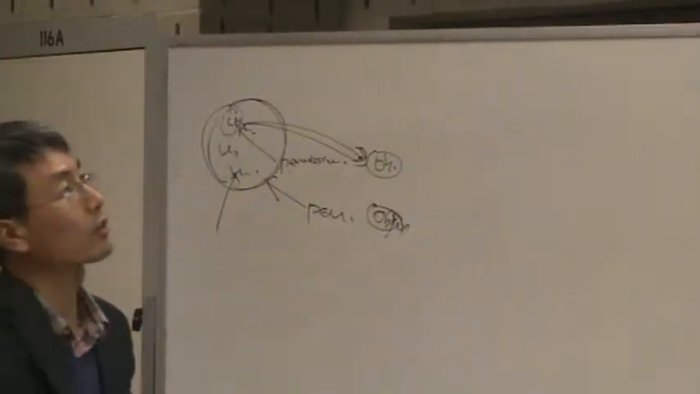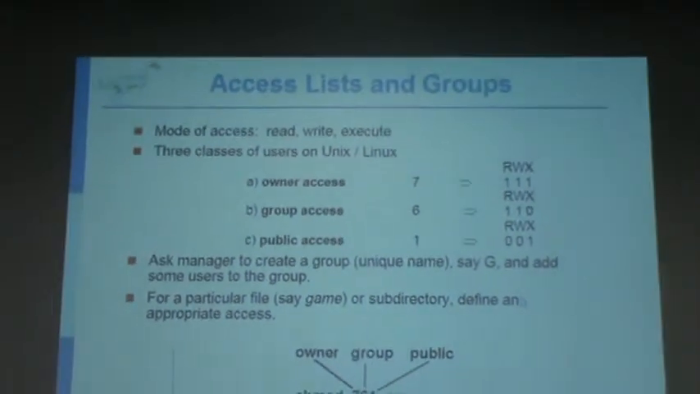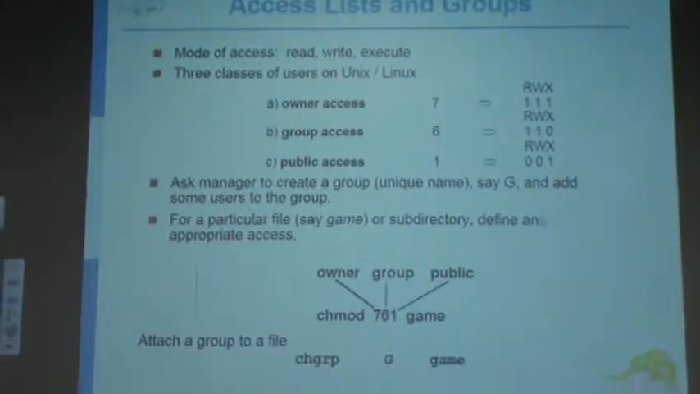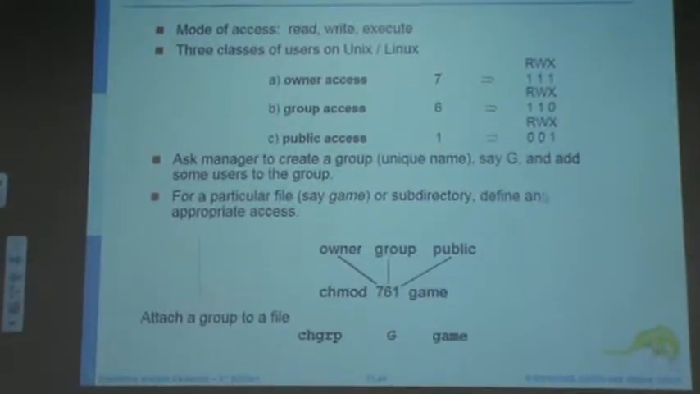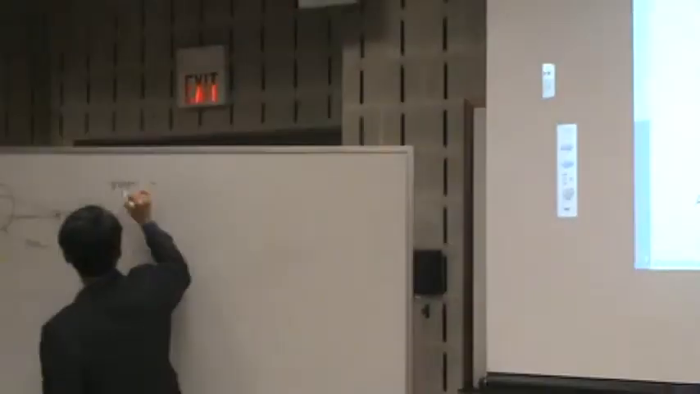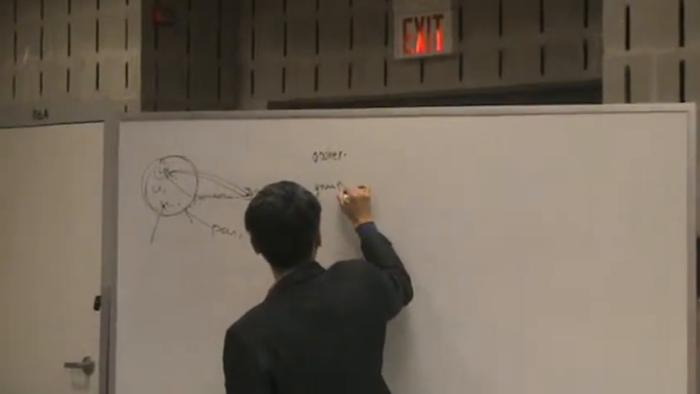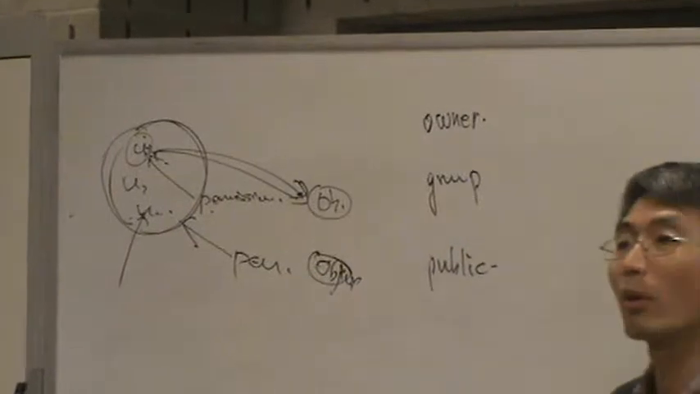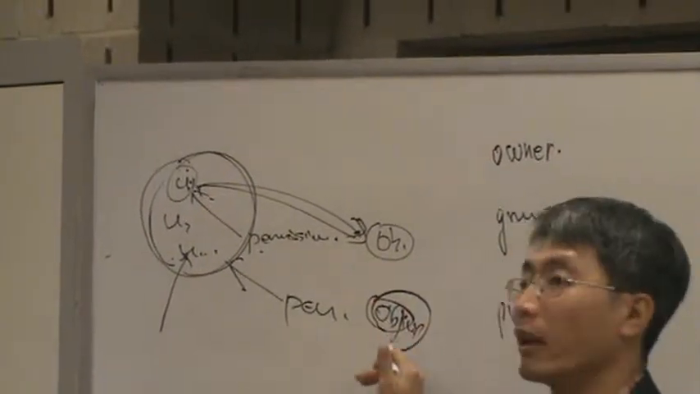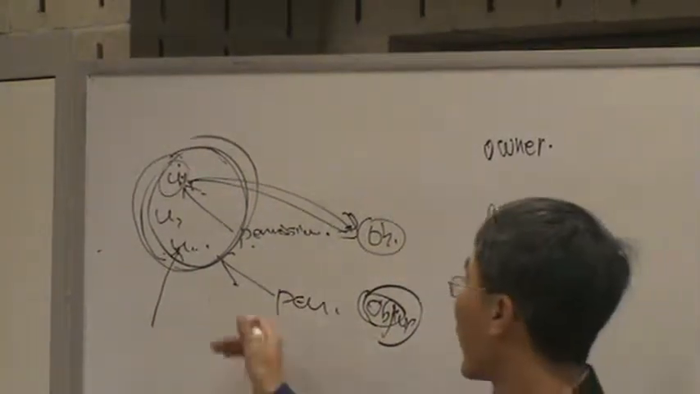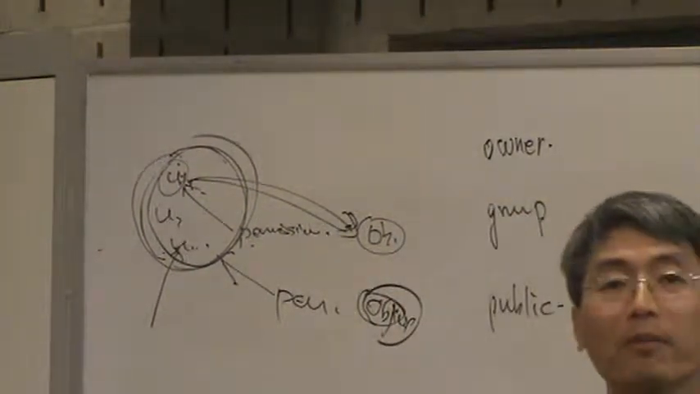To implement such a thing in Unix, there are 3 different types of access: read, write, and execute. You know each of them, what that is. And then we have 3 different groups. One is owner, another one is group, and the other is public. Owner means the owner of the file, of the target object. Group is such a group of users. Then public is anyone, everyone.